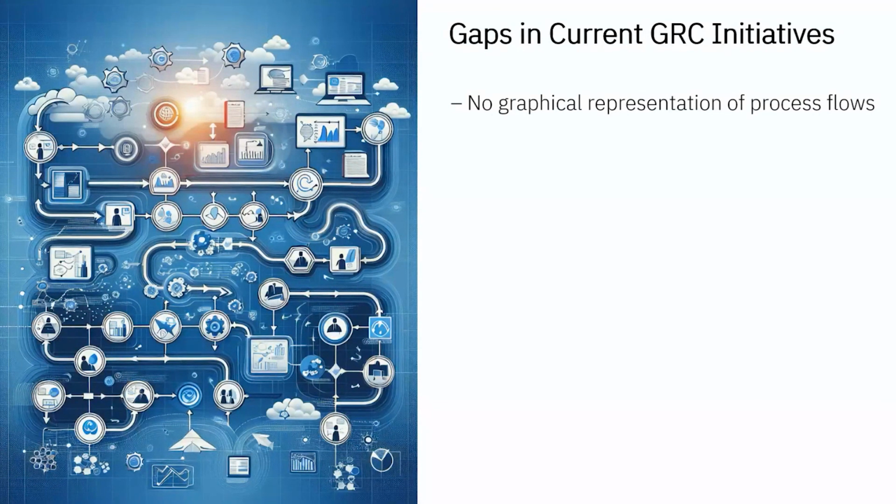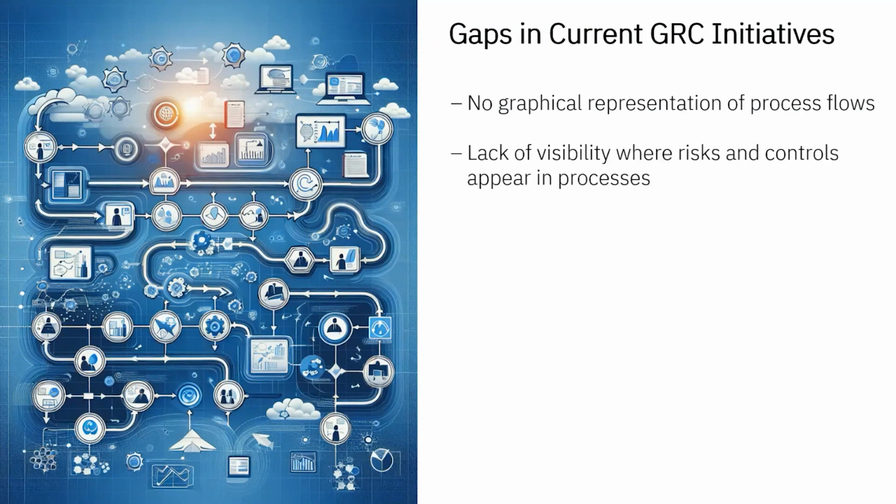First, there's not a really good graphical representation of the process itself. If you think about how risk appears in a business process, it would be very useful to be able to see where that shows up and be able to represent that process in a visual way. It's hard to see where those risks and those corresponding controls appear in the process. So being able to not only visualize the process itself, but also overlay where those risks and those controls are appearing.